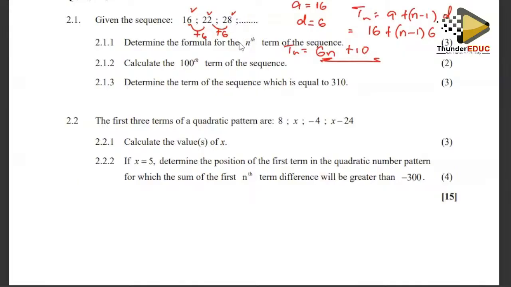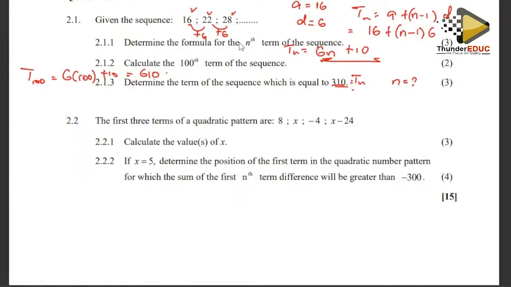And then they want us to calculate the 100th term, meaning that where there is n, substitute 100. So 6 times 100 plus 10, which becomes 610. All right. Then determine the term of the sequence which is equal to 310. So this is the Tn. The question wants us to find n, the position.